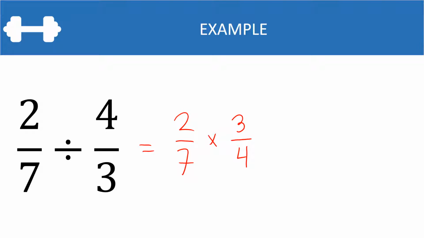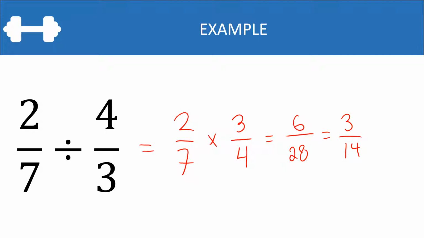And once we've rewritten the division problem as a multiplication problem, we can now use that same rule we used last time. I do numerator times numerator, so 2 times 3 is 6, and my denominator I have 7 times 4, which is 28. And this can be reduced a little bit because both top and bottom are divisible by 2. And so I can end up with 3 over 14.